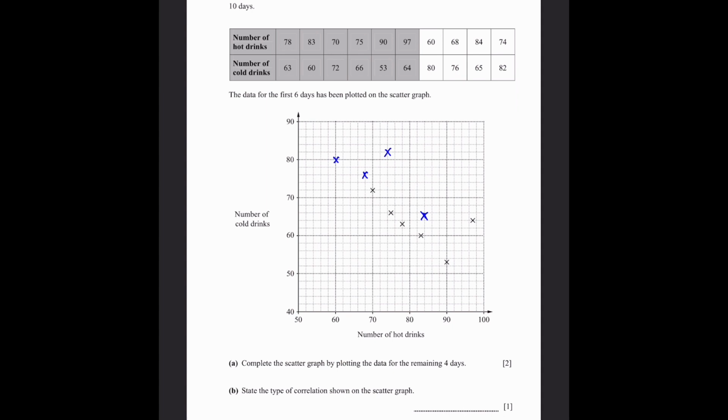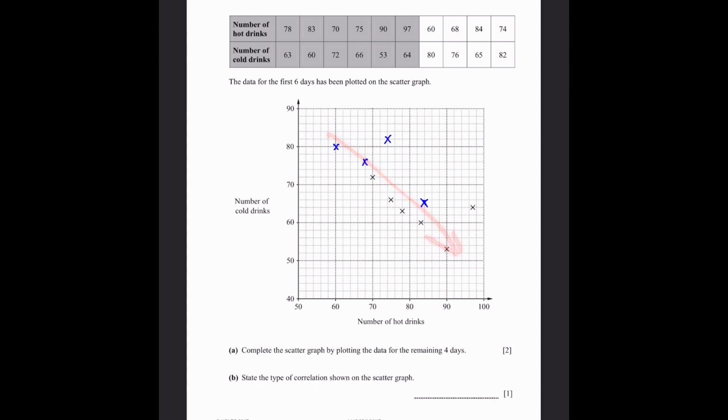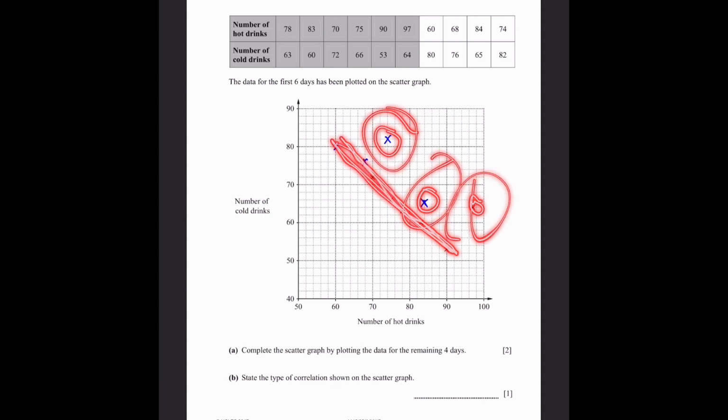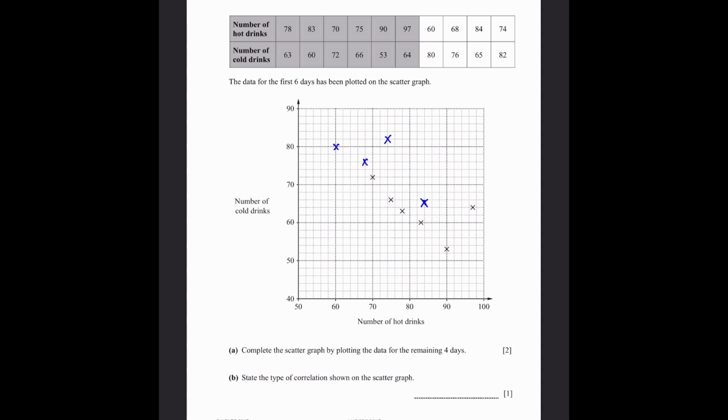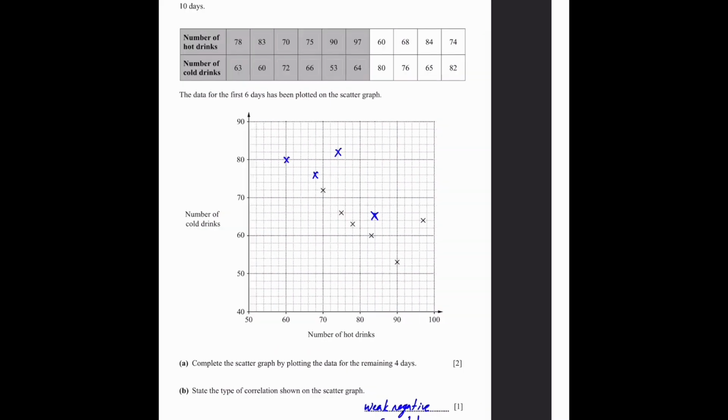B. State the type of correlation shown in the scatter graph. So we can see that it is clearly negative. But then because of these 3 points, we can't say that it is very strong. This points from an approximate line of best fit, but these 3 are there, so this cannot be a strong negative correlation, so it's simply a weak negative correlation. That's the answer.